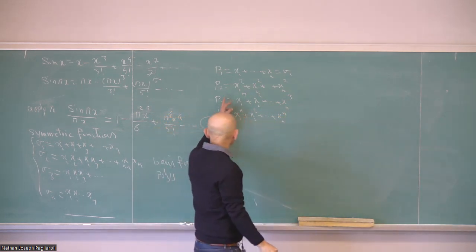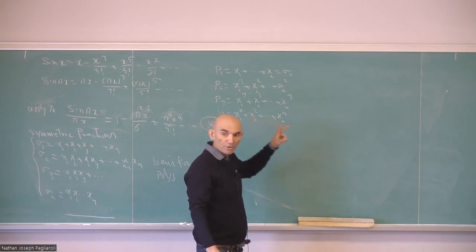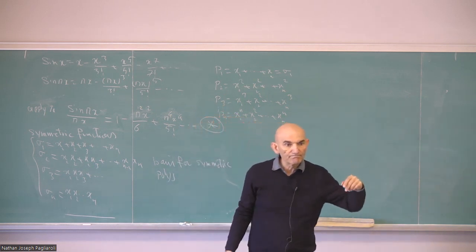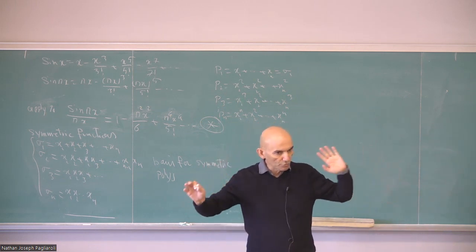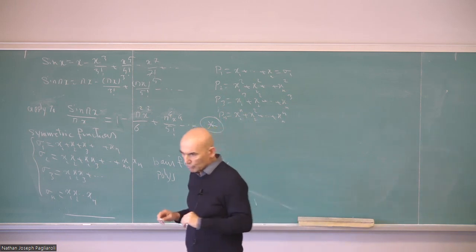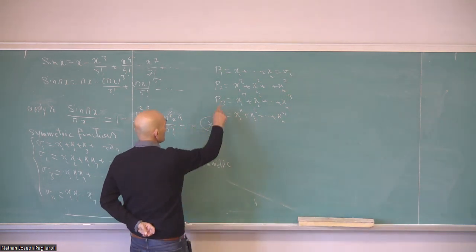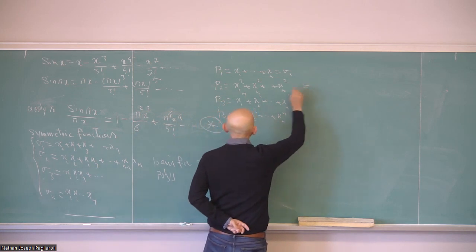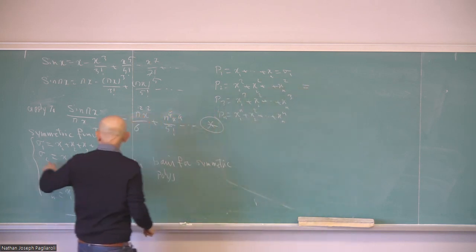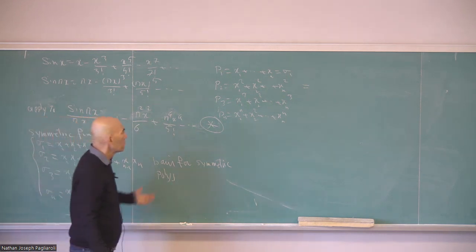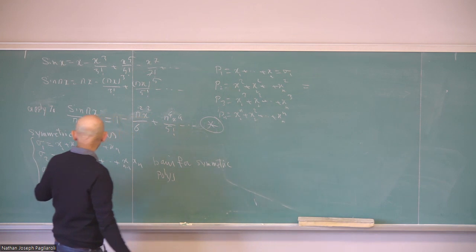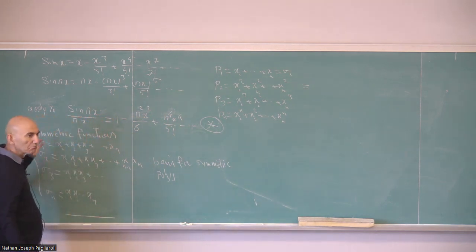And you know that P1, P2, up to Pn can be expressed in terms of sigma 1, sigma 2, up to sigma n, right? These are called Newton identities, which relate these two bases to each other. I don't want to use all of them. There is something very simple. How can you express P2 in terms of sigma 1 and sigma 2?